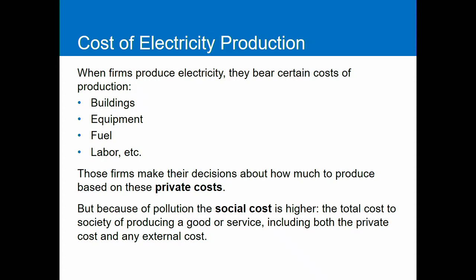But remember, because pollution has a social cost, this externality, the social cost is going to be higher. The total cost to society of producing a good or service includes both the private cost and the external cost. While the firm is only looking at its private costs, the buildings, equipment, fuel, labor, all the things they see on their balance sheet, there's also this pollution, this additional cost, this externality that they're not taking into account.